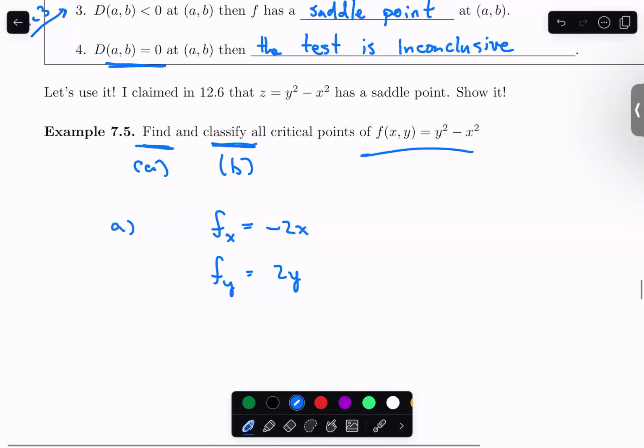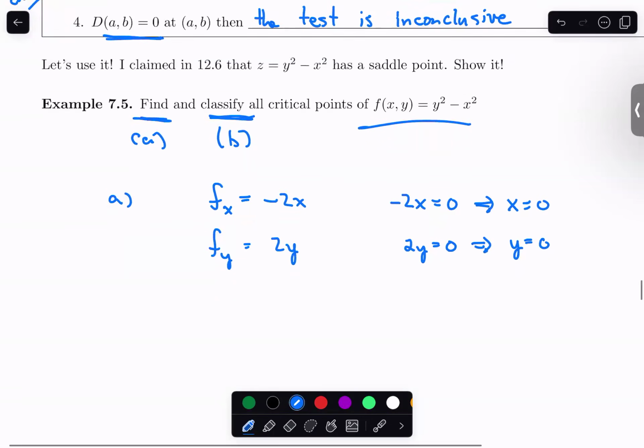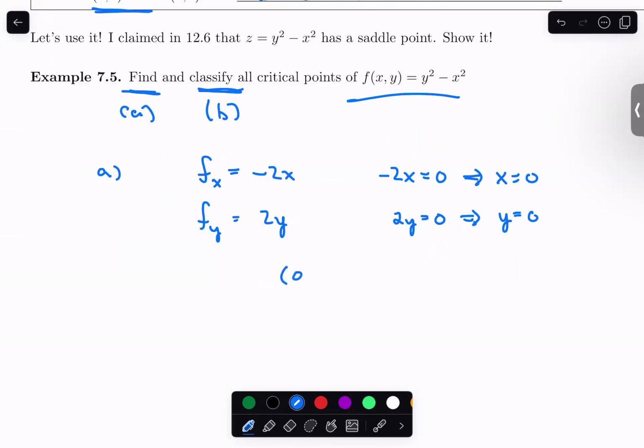So if I want my first one to be equal to 0, this requires that the x coordinate must be 0. If I want my second partial derivative with respect to y to be 0, this requires that my y coordinate must be 0. So if I need both of these things to be true, there's an 'and' joining these statements, then that means my only critical point is going to be at (0, 0).